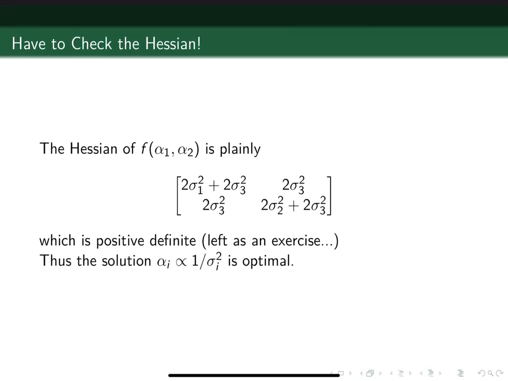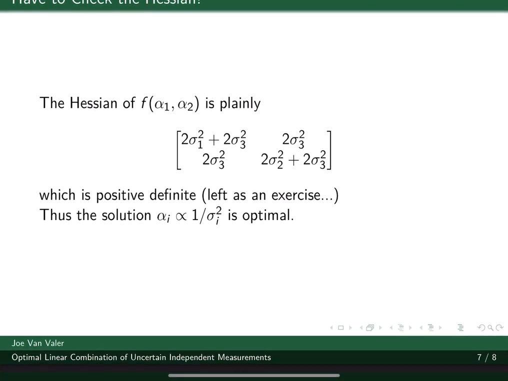Okay, and then technically you have to check the Hessian too. And if the Hessian is positive definite, then you know you've found a local minimum here. And I'll leave the fact that this Hessian matrix is positive definite as an exercise to the viewer if anyone really wants to do that, but it's not too bad. So, anyways, now we know that this solution of alpha i being proportional to 1 over sigma i squared is optimal.